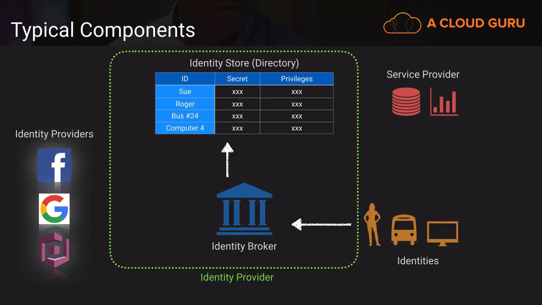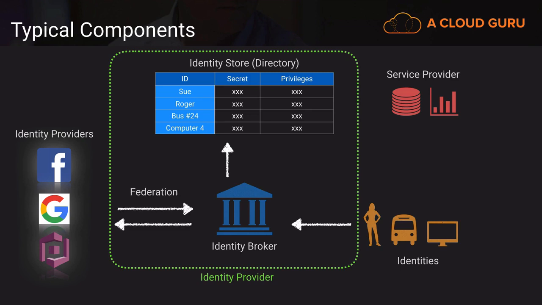So let's take a look at some typical components of a security setup. First, we have identities. These can be people, objects, other computers. Then we have this concept of an identity provider. Now, inside that identity provider, we usually have an identity store, which stores the identities and maybe some additional information or metadata about those identities. Then we generally have an identity broker. And the job of this identity broker is to take requests from the identities or the applications and run those up against the identity store.